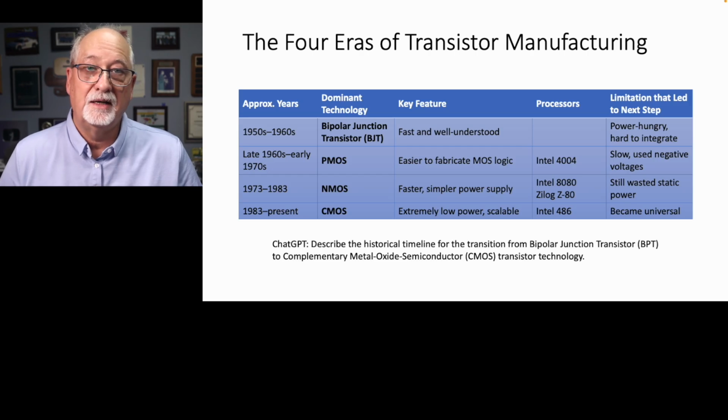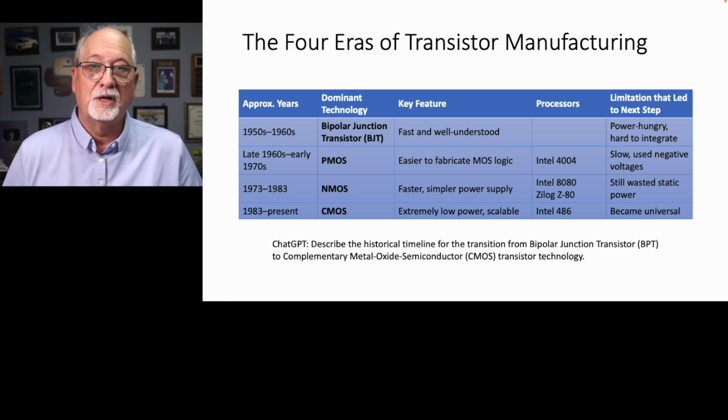They were fast and they knew how to make them in the early days, but they were power hungry and hard to integrate. And then we made PMOS transistors, which were kind of large and clunky, but they were easier to put together with early manufacturing imperfections, and they were slow. And then we switched to NMOS, faster and simpler. But both PMOS and NMOS by themselves wasted power.